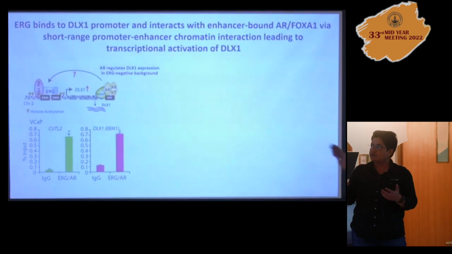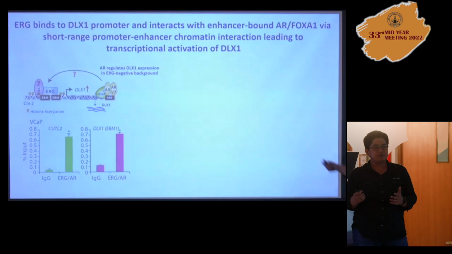Now, to figure out the mechanism, because the majority of the DLX1 positive patients show ERG expression, we hypothesized maybe there is a looping between AR and ERG, because both AR and ERG are known to co-regulate multiple genes, especially androgen driven genes, which play a critical role in prostate cancer. We performed a sequential ChIP assay and found that immune complexes collected by ERG, followed by AR antibody, show enhanced enrichment of ERG and AR on the DLX1 promoter region, and this was used as a control.